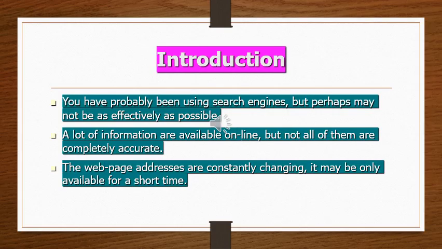You have probably been using search engines, but perhaps may not be as effectively as possible. Everybody, when you ask him to search for something online or to Google it, he actually knows that he's going to search for it online. But are you using it as effective as possible? A lot of information are available online, but not all of them are completely accurate. So if you are in a pool where you have the possibility of getting things that are accurate and things that are not accurate, how do you know which one are accurate? How do you find which one are actually the right and which one are wrong?